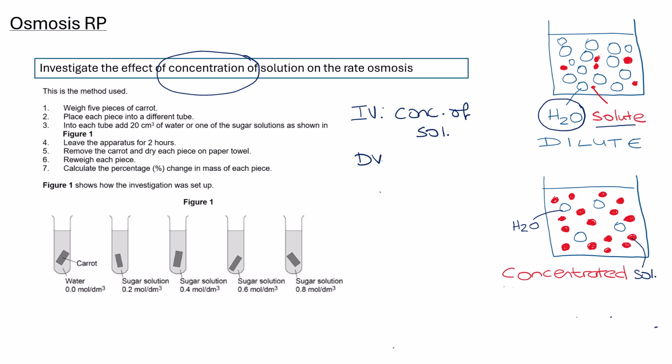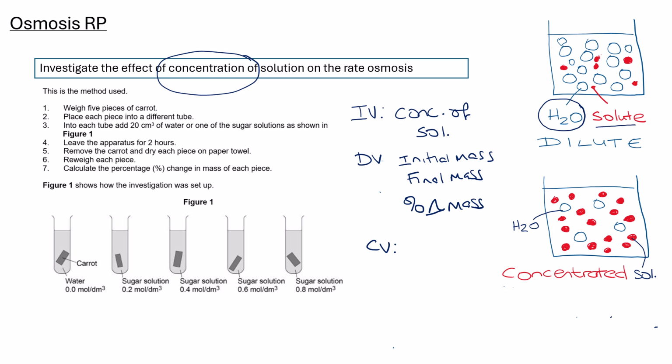The dependent variable is the variable that you measure, and in this case we are going to measure the initial mass and the final mass in order then to work out the percentage change in mass. The control variables are the things that you keep the same to make it reproducible.